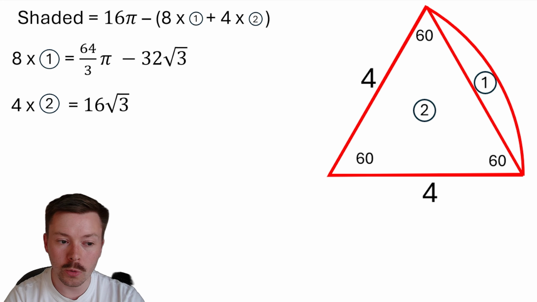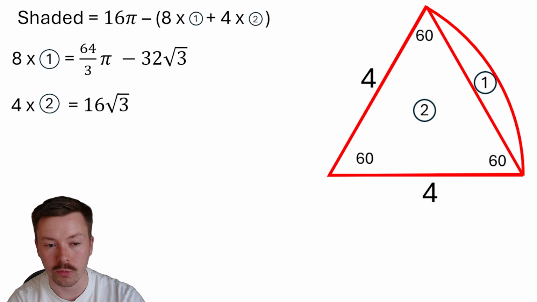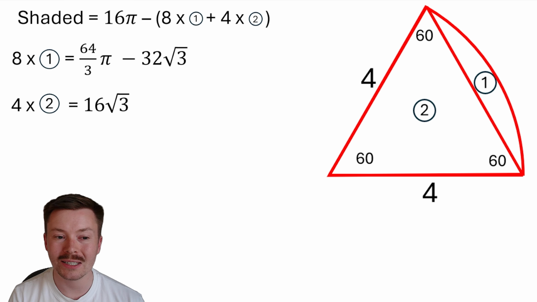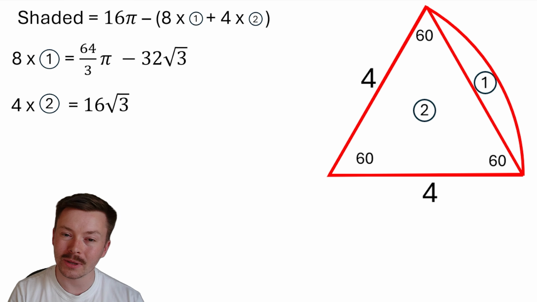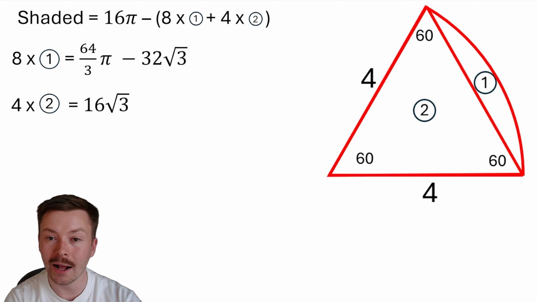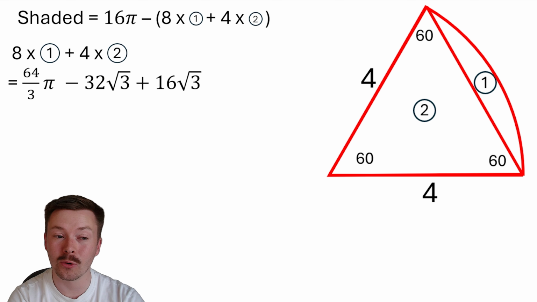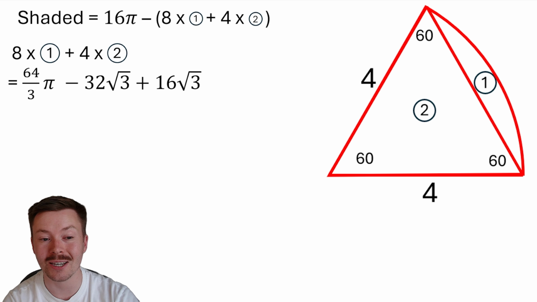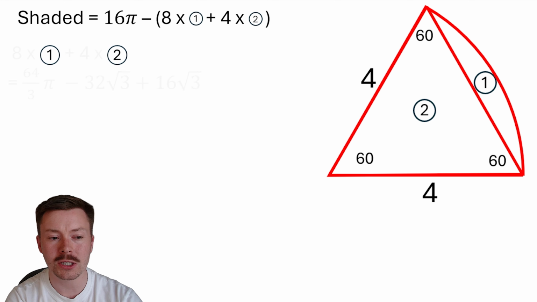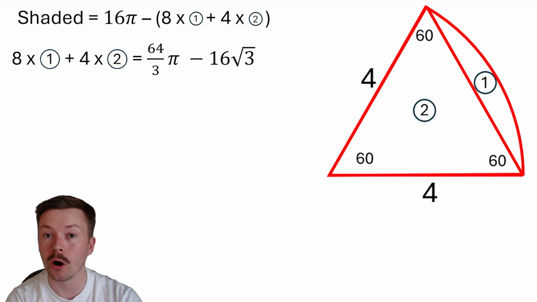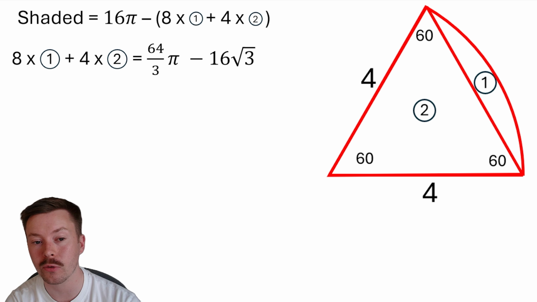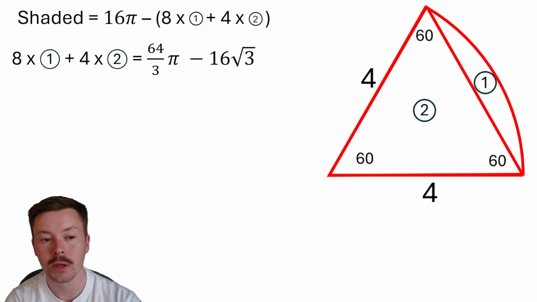So the number 2 equation times by 4 is 16 root 3. Now before we substitute this in, let's add it together because then it's going to be easier to subtract. So we're going to add those 2 equations together, and we're going to get 64 over 3 pi minus 32 root 3, which was 8 lots of 1, plus 4 lots of 2, which is 16 root 3. We can simplify that to 64 over 3 pi minus 16 root 3.